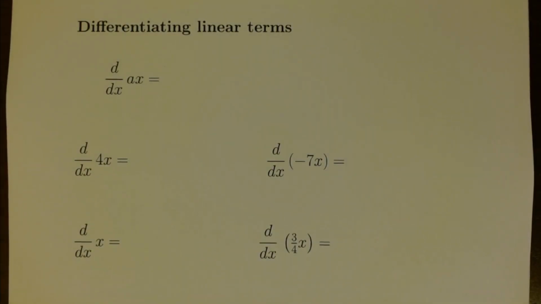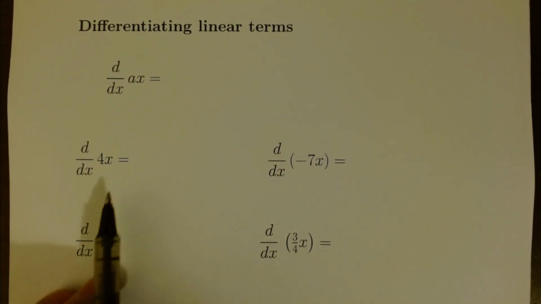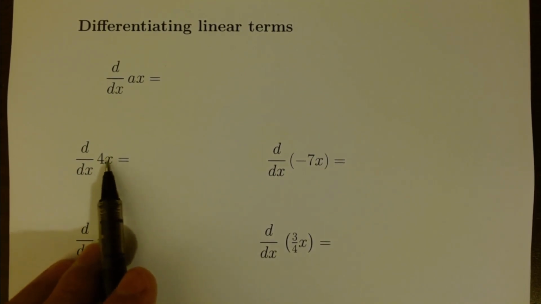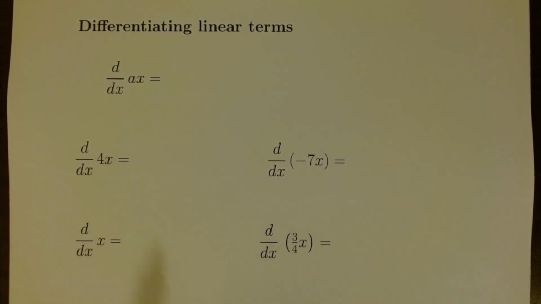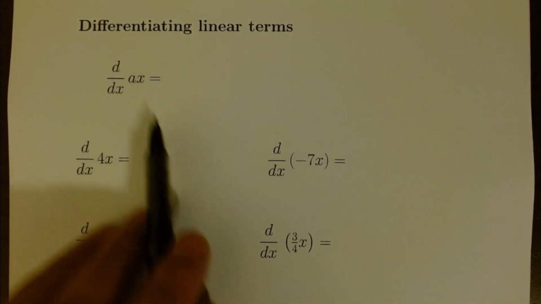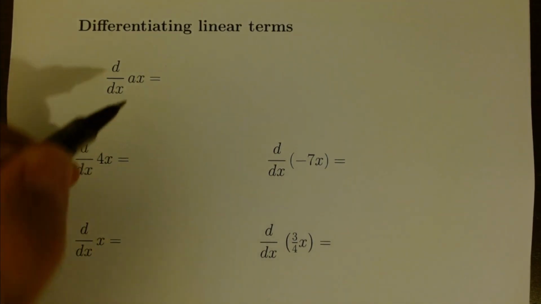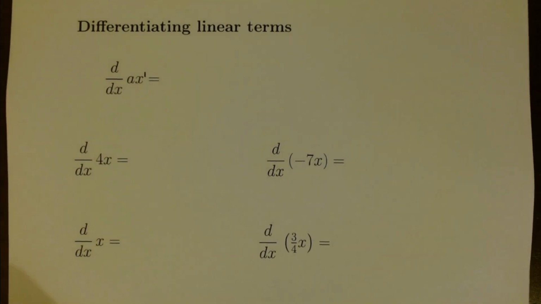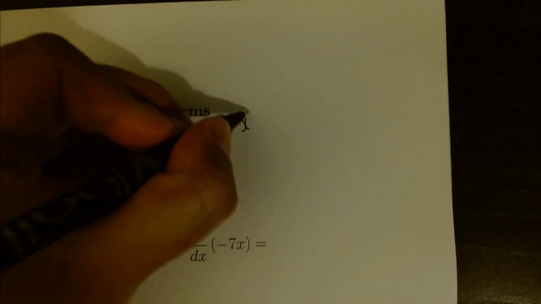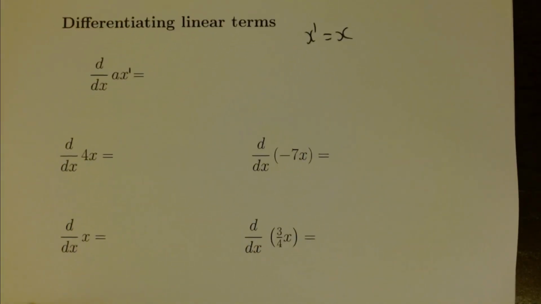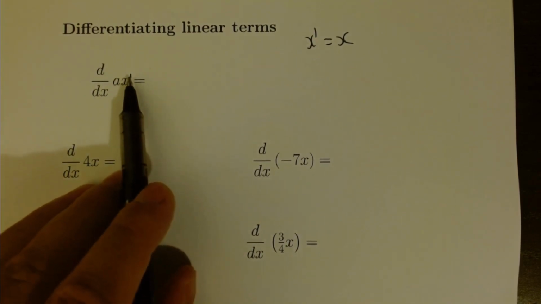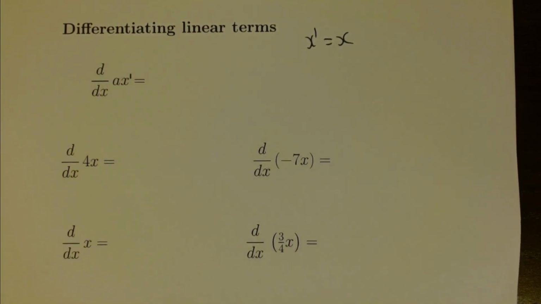Okay, next we're going to differentiate linear terms, and these are terms that are x terms. They don't have any powers, so it's x to the power of 1. So for example, we have 4x or minus 7x. So the most general linear term, ax, where a is any number, let's differentiate that. So what we're going to do, we're going to add a little 1 over there, because x to the power of 1 is x. So you can always add a 1 onto the x, and now we can just use the previous rule.